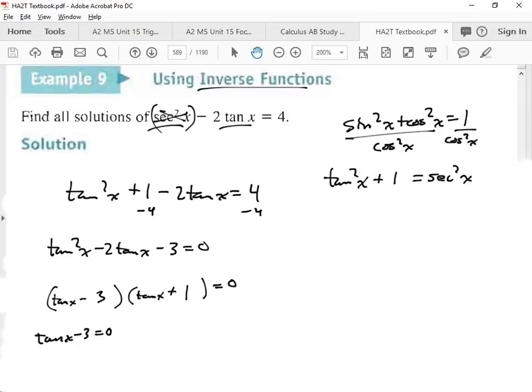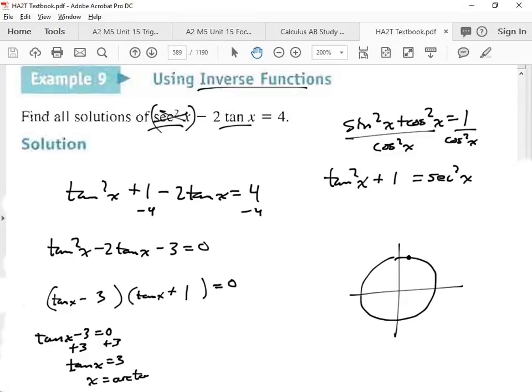Let's do this first one really quick. I'm going to add 3 to both sides, and then, oh my goodness, we have tangent x equals 3. If you guys are thinking about your unit circle, where does tangent x equal 3? Nowhere obvious. Okay, it's actually somewhere right here, but it's not a common angle, so we can't solve this without a calculator. So you know what you do? You say x equals arc tangent of 3. That's it.